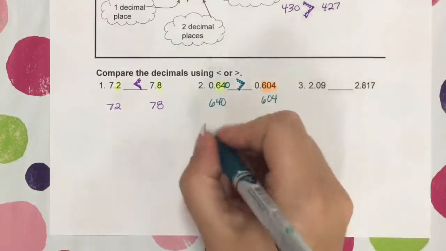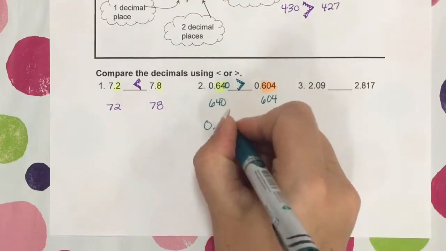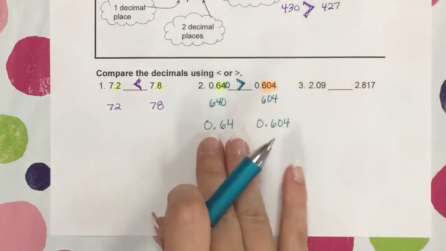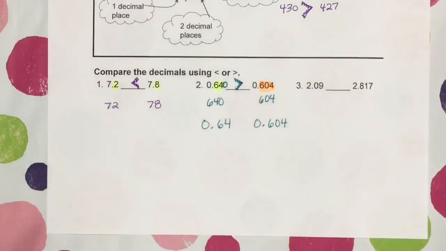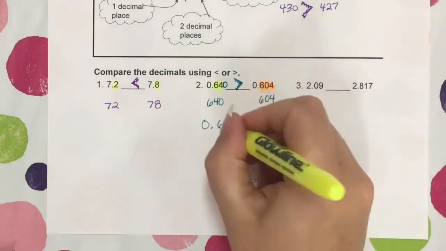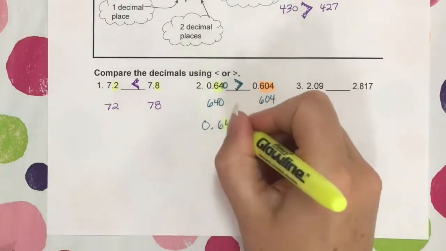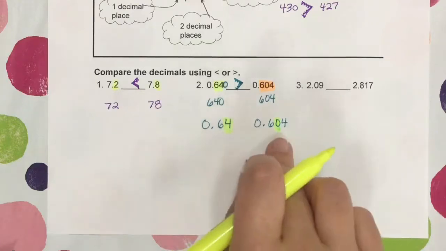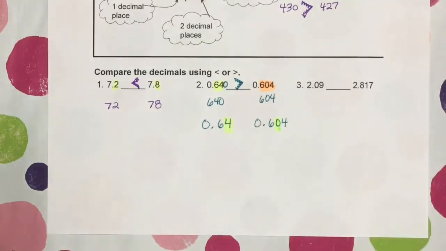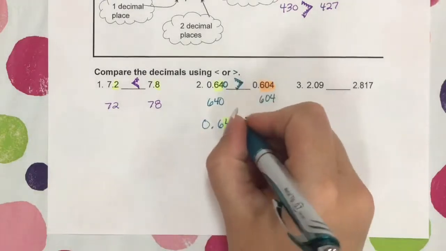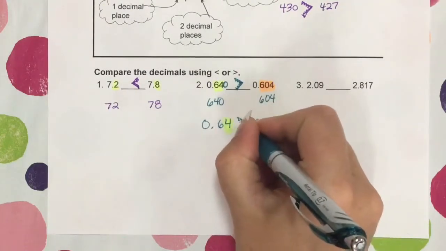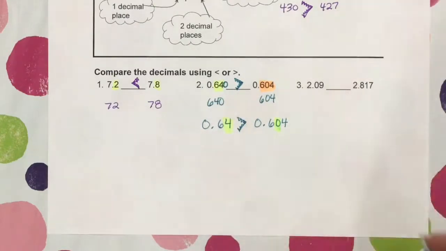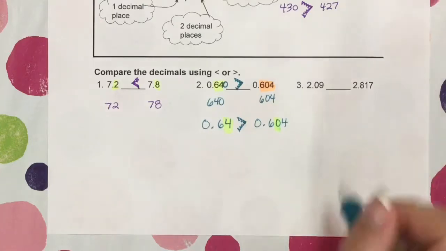Now, if I was doing this problem, I would look at it like this. Okay, the zeros are the same, the 6s are the same. The thing that is different is the hundredths. So we have a 4 here, and we have a 0 there in the hundredths place. 4 hundredths is bigger than 0 hundredths. So that is why this one is bigger. So that's the way I personally would do the problem. Okay, let's move on to 3.